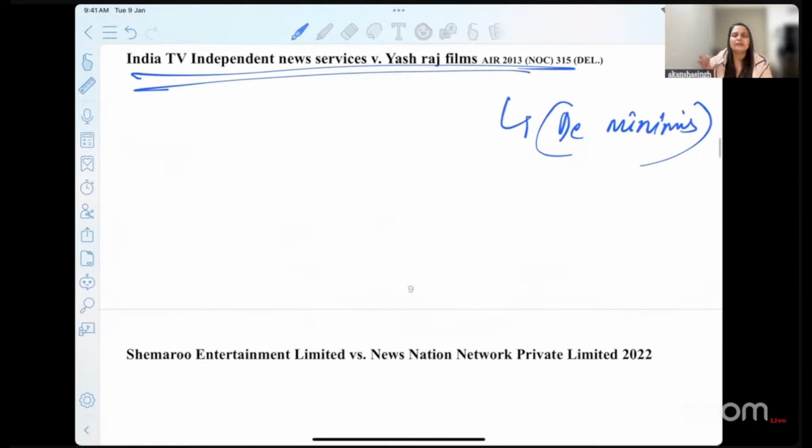Have you heard of anything in any of the defenses in your law school which is very similar to the de minimis rule? If you have heard of anything, if you can recall any criminal law exception or defense or civil law exception or defense, please write it in the chat box.